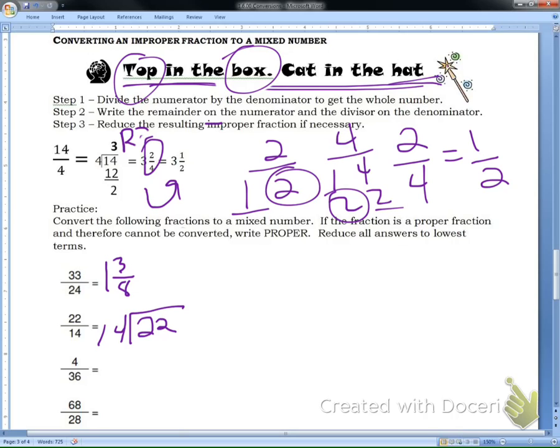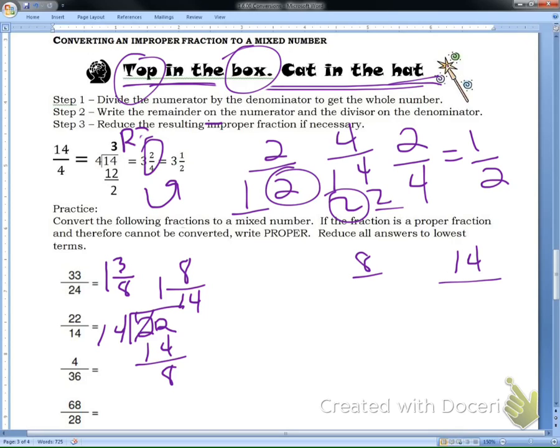Divide by 14. 14 can go into 22 just 1 time. So then I have to subtract. Looks like I need to borrow again. 12 take away 4 is 8. So I did the top in the box, and then I made the cat in the hat. I made my remainder be the hat of the fraction. 1 and 8/14. I'm going to check to make sure that 8 over 14 can't reduce.